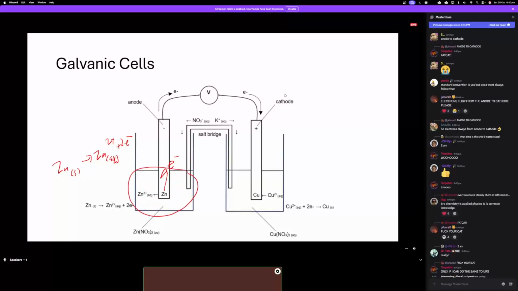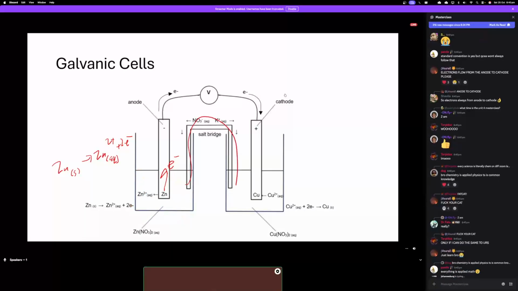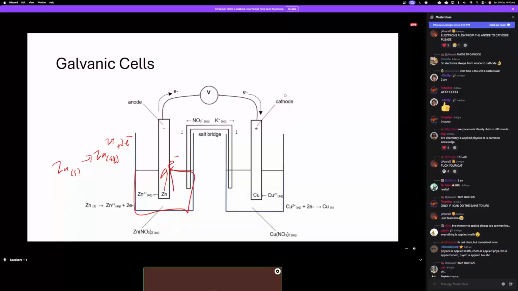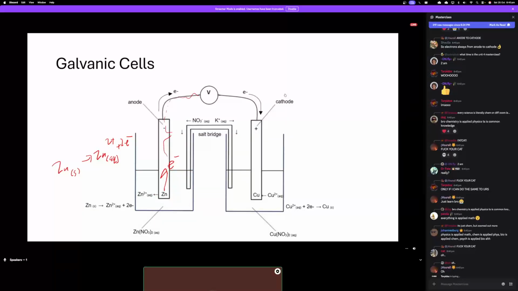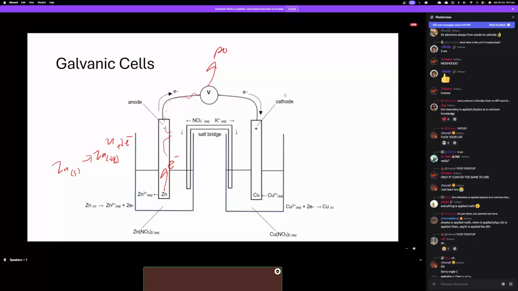So here we have some liquid. Ignore the salt bridge for now, we'll get to it. Here we have some solution. It will release zinc into this solution, right? Then electrons will travel through here, right? They will go through this voltmeter. The voltmeter tells me potential difference.